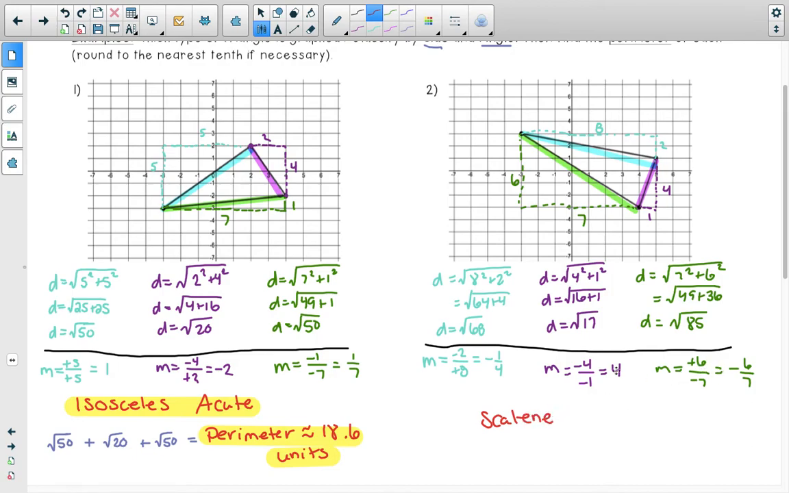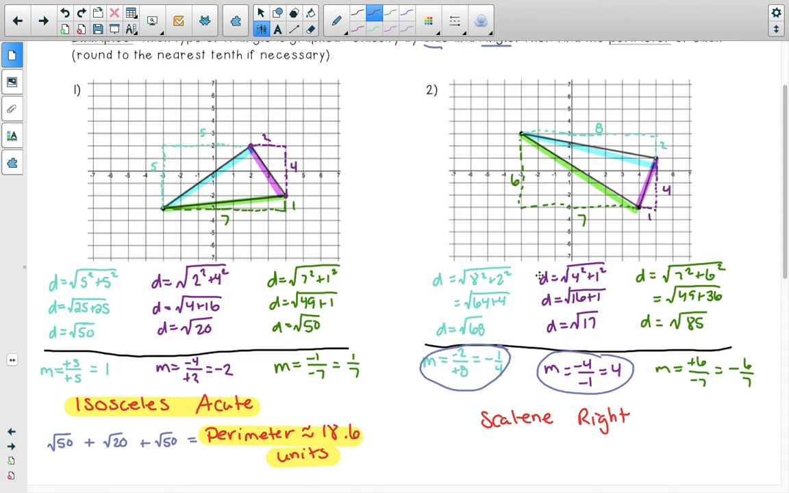Then we look at our slopes. So we have a negative 1/4 and a positive 4. Those are opposite reciprocals of each other. So this is important. This slope and this slope are opposite reciprocals of each other. That means that we have a right angle there. We have a scalene right triangle.